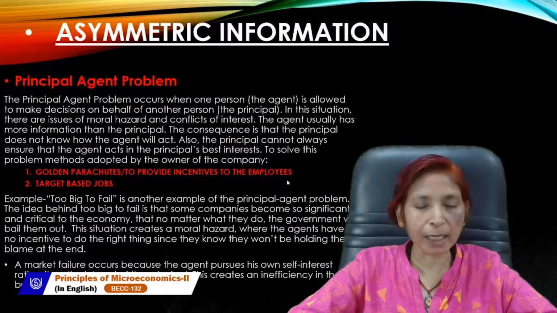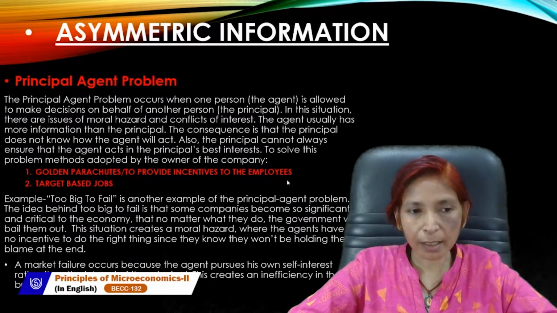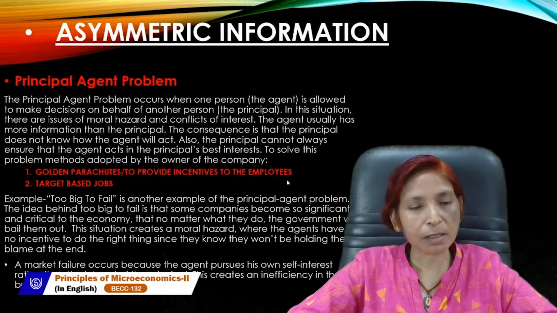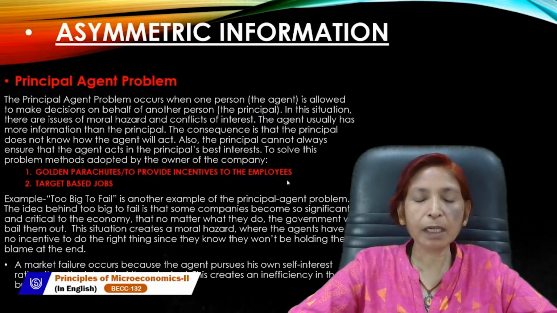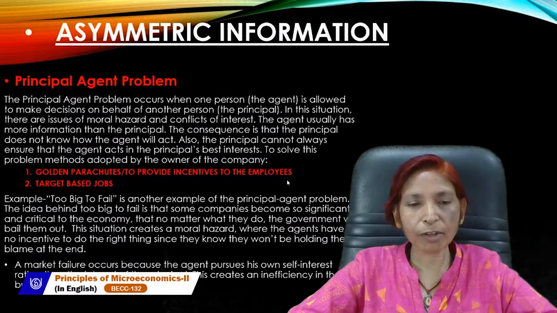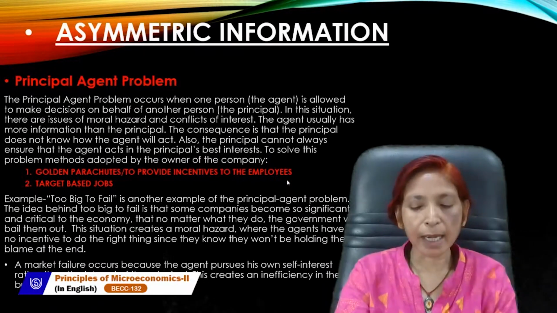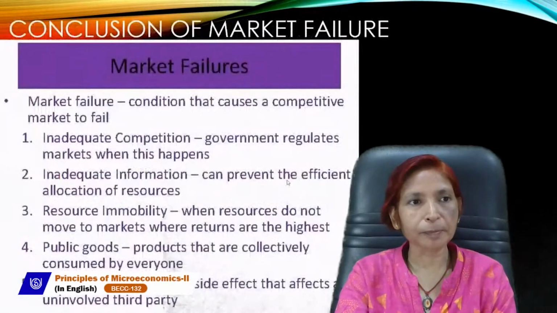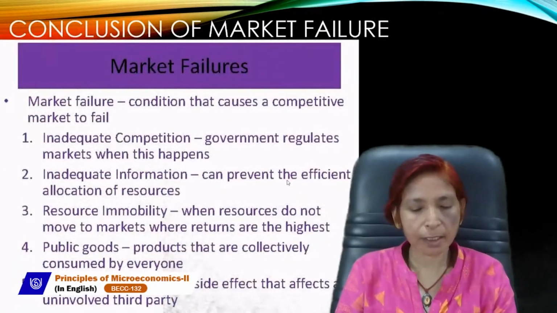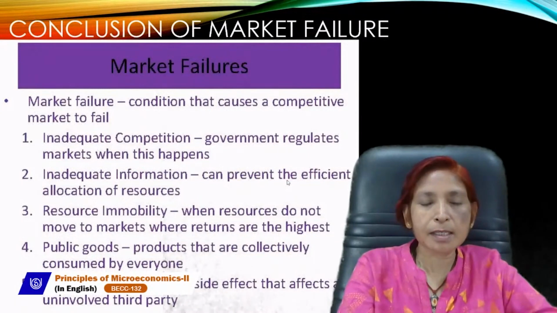To solve this problem at present, all the companies provide jobs to the employees on a target based basis, because if they do not provide targets, then a person will not work efficiently, and if a person does not act efficiently, the company can't achieve its higher profit goal. So the principal agent problem can be solved with the help of providing incentives to the employees and target based jobs. So, in conclusion, market failure is the main cause.